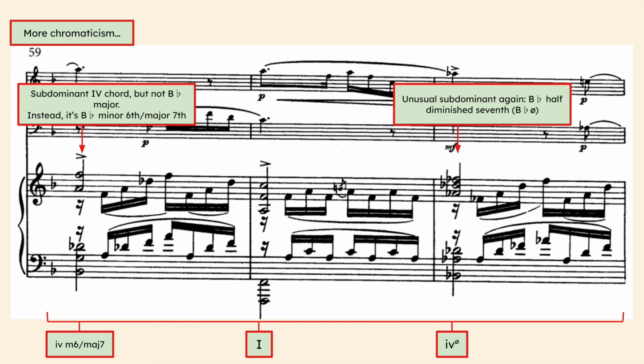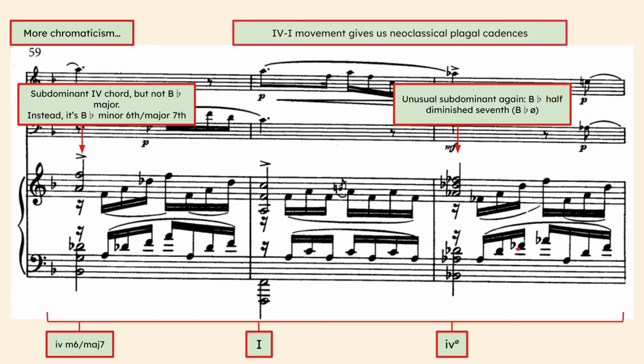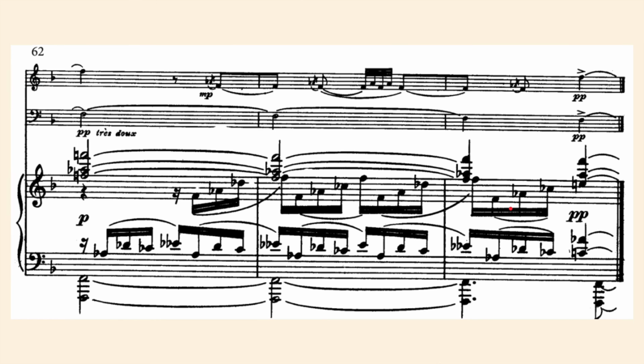This time the chord is B-flat half diminished 7th. Again, this is a more chromatic, minor sounding chord than a simple B-flat major subdominant. The subdominant to tonic 4-to-1 movement gives us plagal cadences, but again, those unusual subdominant chords here give them a neoclassical twist. And at last we reach the final system of the piece.